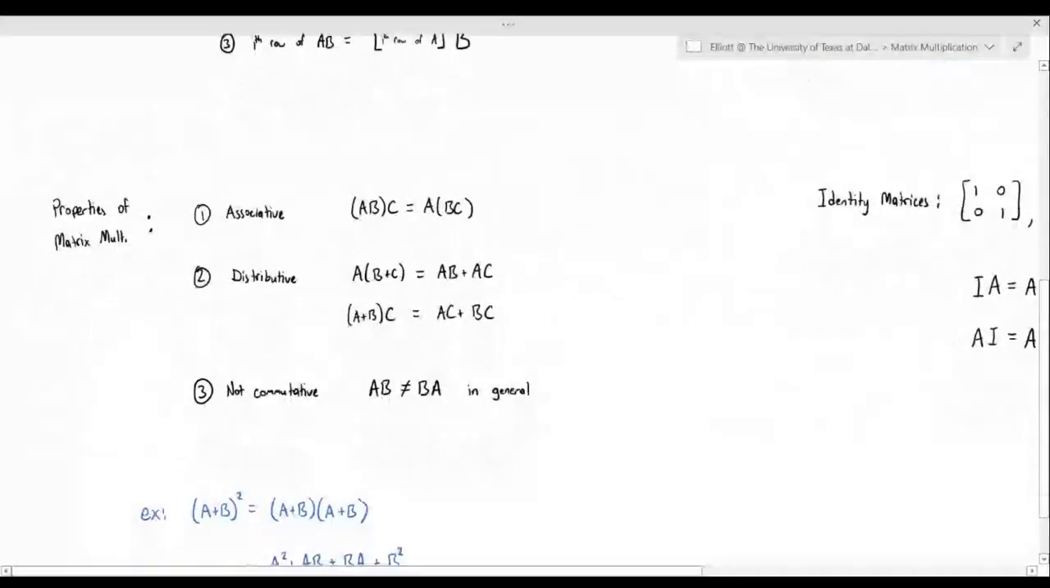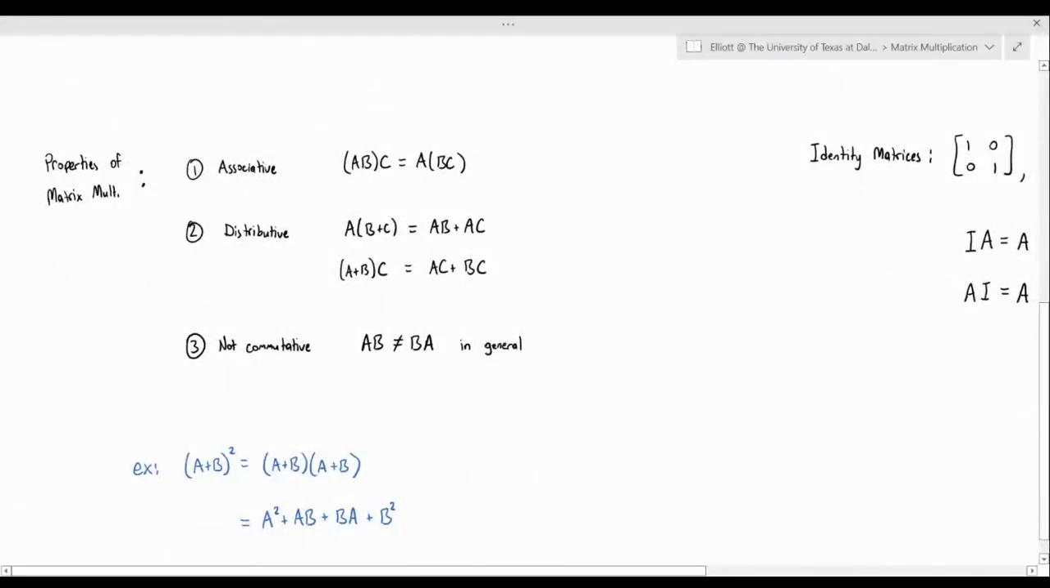Now here I've written down some of the properties of matrix multiplication. Okay. The first, matrix multiplication is associative. So as long as the sizes match up so that everything is defined, then AB times C is equal to A times BC. Matrix multiplication is also distributive. Okay, so we have both of these distributive laws hold. And then one of the non-properties of matrix multiplication is that it's not commutative. So in general, AB will be different from BA.